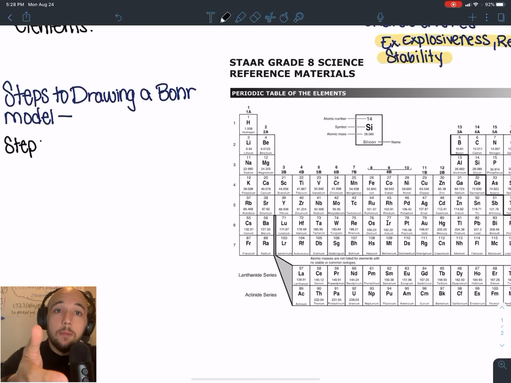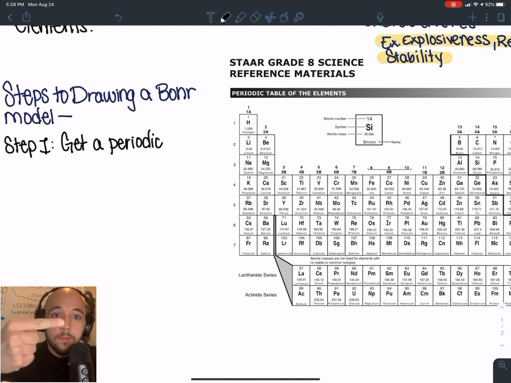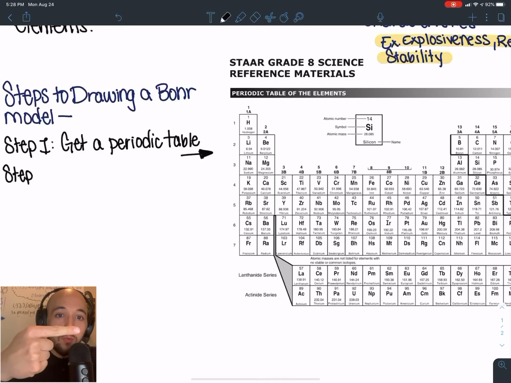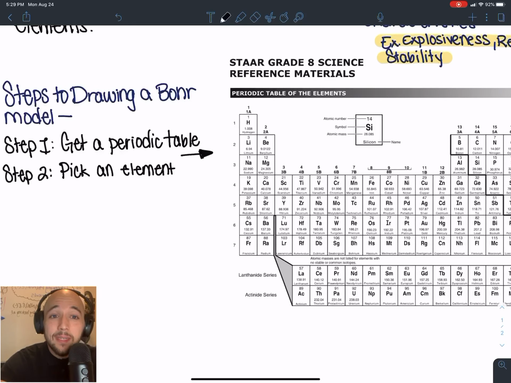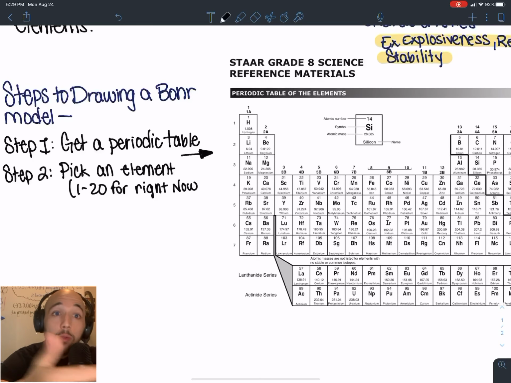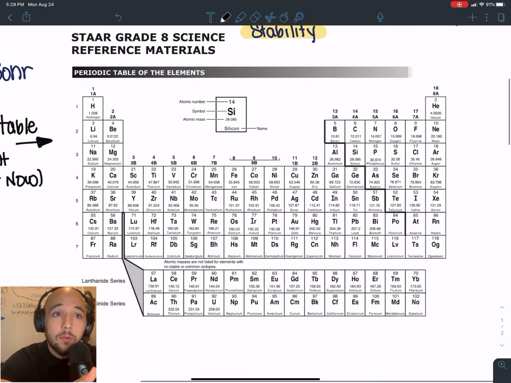So the first step, what is it that you need to get started? You need a periodic table. You always need a periodic table. And there's one to my right. Number 2, and that's going to be to pick an element. For right now, we want to stick between 1 and 20. You don't need to do any of the bigger ones. Can you? Yes, you can. Once you learn how to do this, you're pretty much set to draw the remainder of them. But you want to stick between 1 and 20 for right now, because they're not going to ask you for any element bigger than Ca, which is calcium.